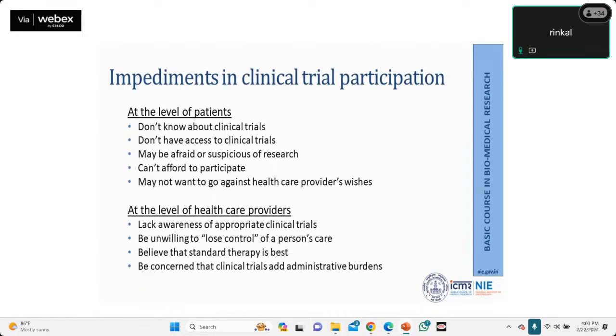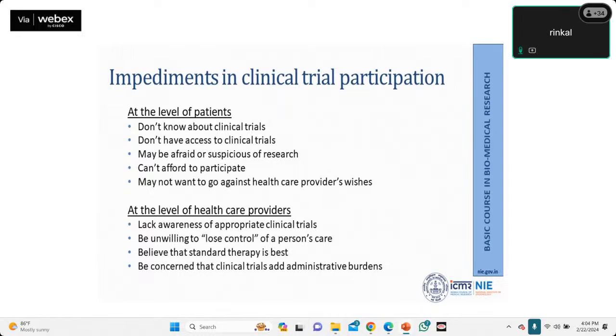Similarly, from the healthcare provider side, there are some impediments, like lack of awareness of appropriate clinical trials. Sometimes they are unwilling because they fear that they may lose control of the patients. Once the patient starts participating in the clinical trial, the patient will be lost to the clinical trial setup. They may also believe that standard therapy is the best, with no need of a new intervention or new drug.